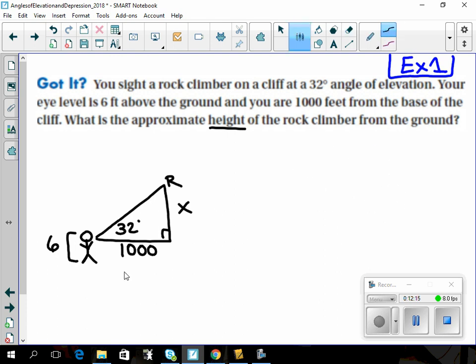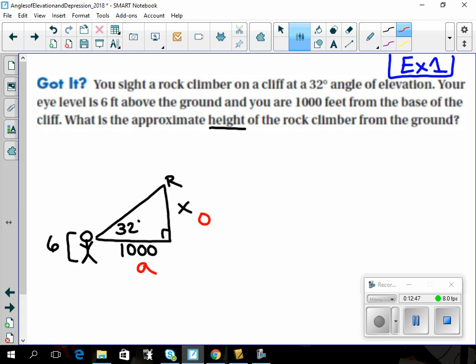All right, so now that we have a picture, what do you think that our next step would be? I can't solve yet. Label our sides. Perfect. I need to label the X and the 1,000 as either my O, my H, or my A. What do you think the X is going to be? Okay, it's the opposite of my angle. And what about the 1,000? That's my adjacent. Perfect.